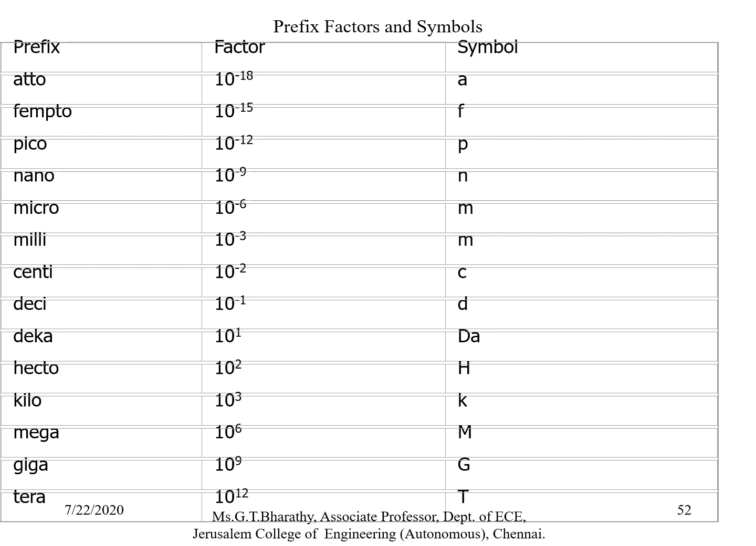So this is the prefix, factors and symbols. So we know pico is 10 power minus 12 represented by p, nano is 10 power minus 9 represented by n, micro 10 power minus 6 represented by mu, and in microwave frequency we are worried about the gigahertz, so giga is 10 power 9 represented by capital G. So this chart will give you an idea of all the prefix, factors and the corresponding symbols.